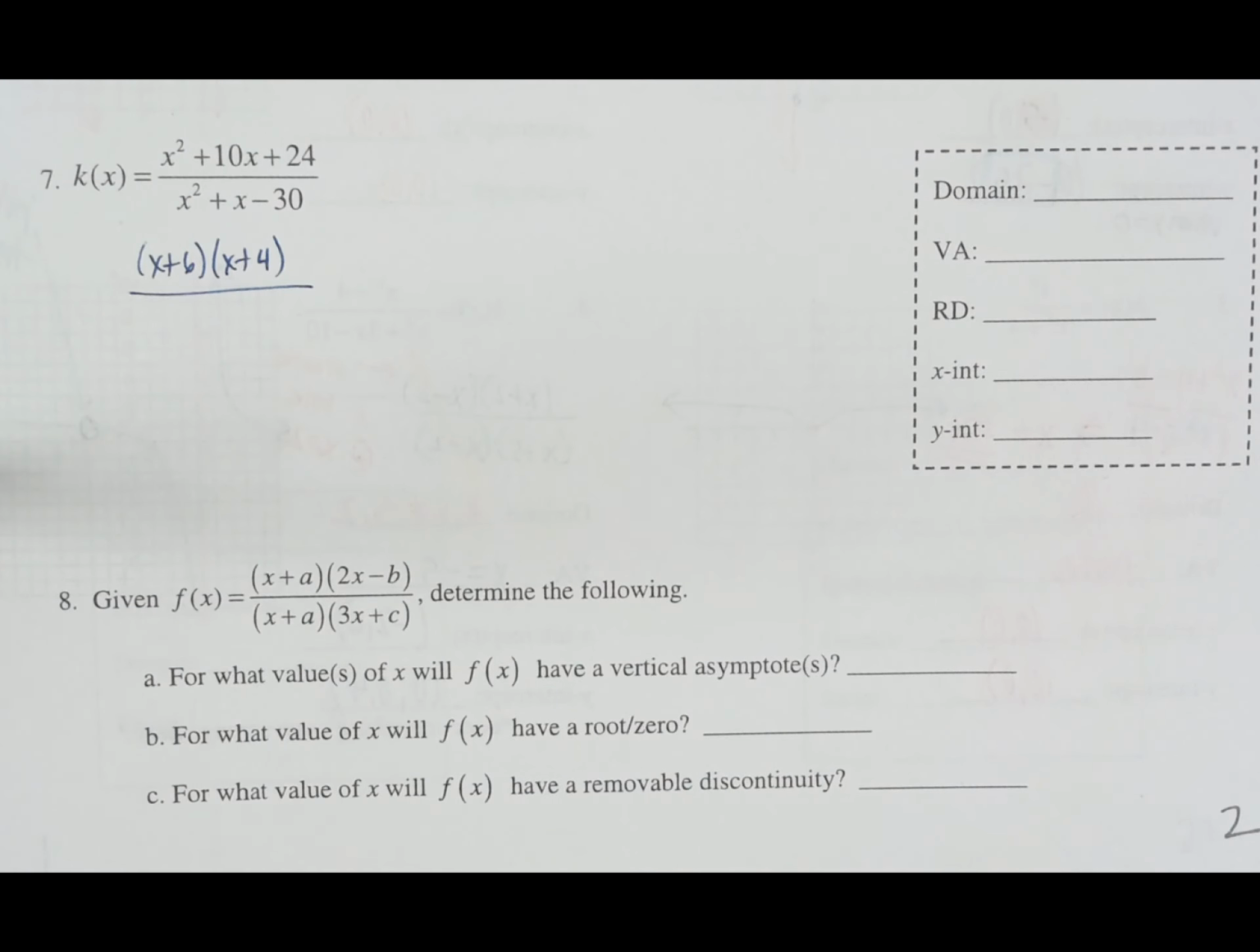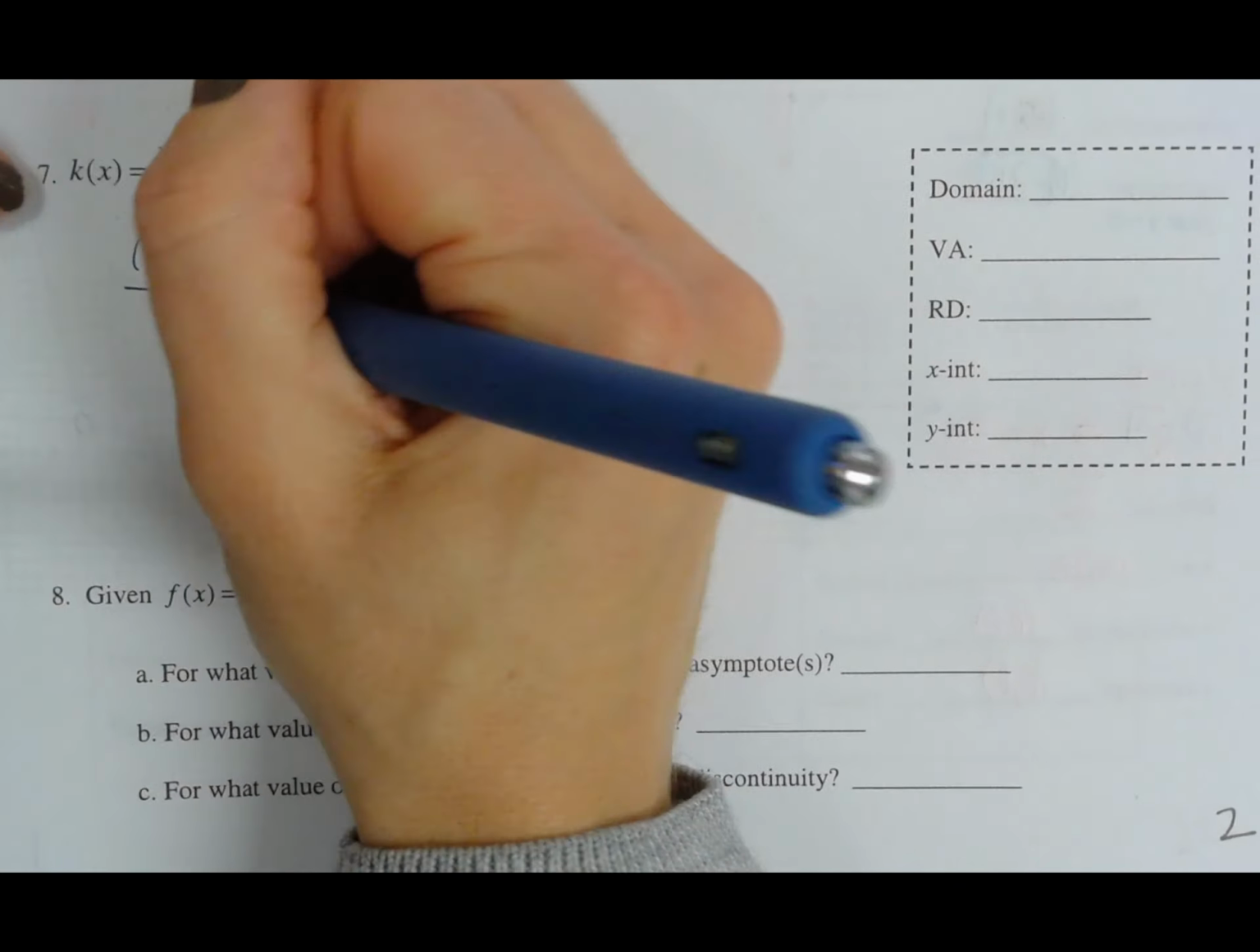All right. Then in your denominator, what multiplies to give you negative 30, that will add to give you positive 1? Yep.